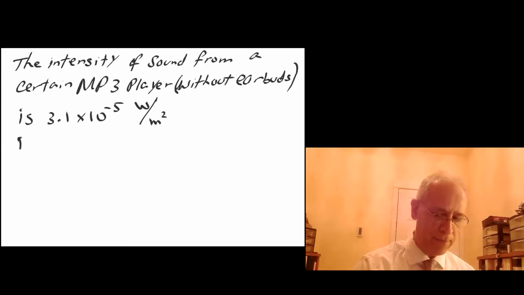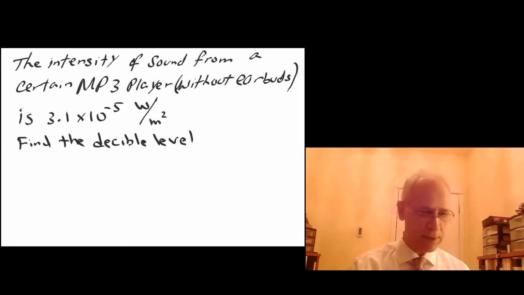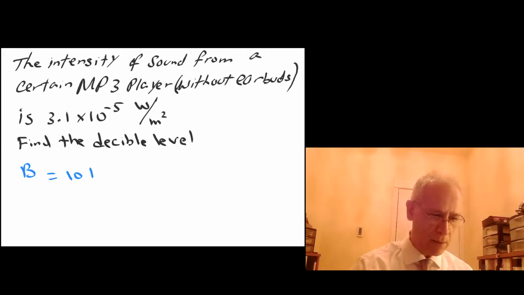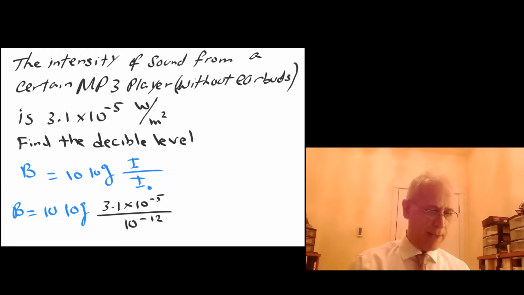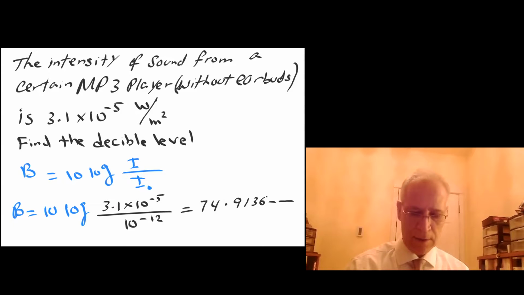Find the decibel level. Okay, that's easy. So B equals 10 log of I over I naught. So B equals 10 times log of 3.1 times 10 to the negative 5 over 10 to the negative 12. I already have that number, so I wrote it here. And that equals 74.9136 on and on. So approximately equal to 75 decibels.